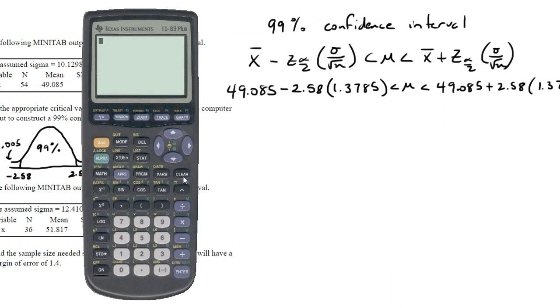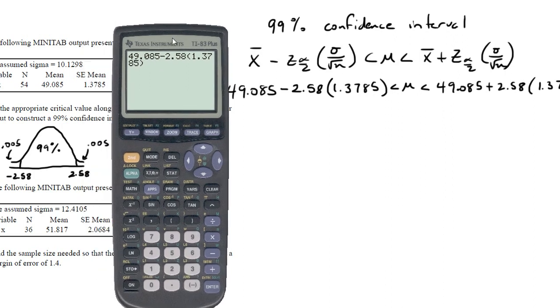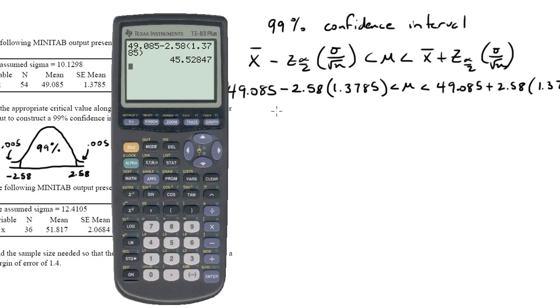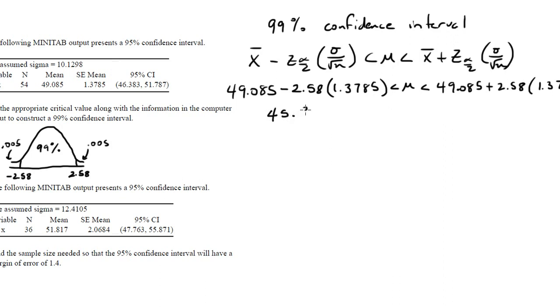So let's clear that out. 49.085 minus 2.58 times 1.3785. I didn't put the 5. 49.085 minus, let me make sure that's right, 2.58 times 1.3785. Enter. 45.528. Let's write that in here. 45.53 rounded, 0.53.